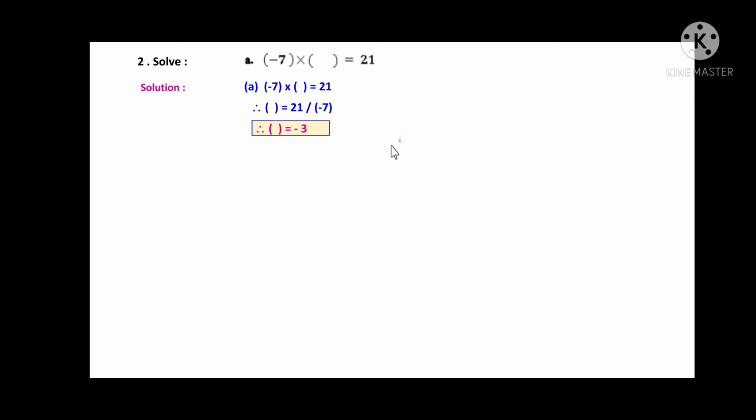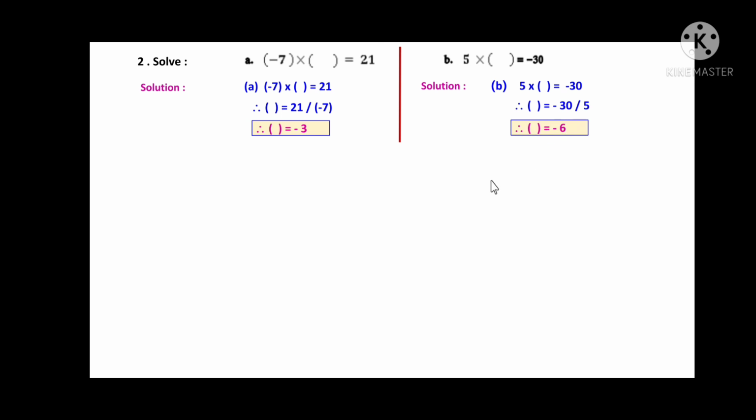The second problem we will consider is 5 into bracket is equal to minus 30. Friends, here again, what should be in the bracket? First we will write the given problem: 5 into bracket is equal to minus 30. So the bracket will be minus 30 upon 5. In the 5 table, 30 is there: 5 sixes are 30. So in the bracket the answer will be minus 6.